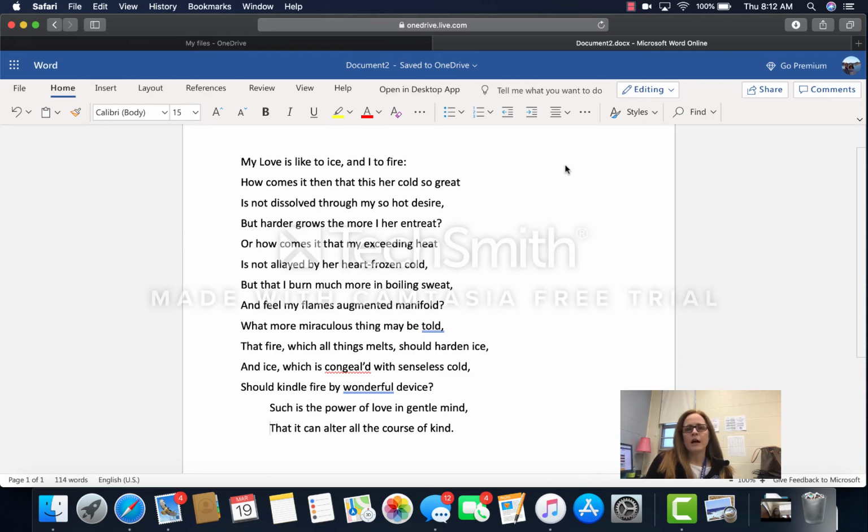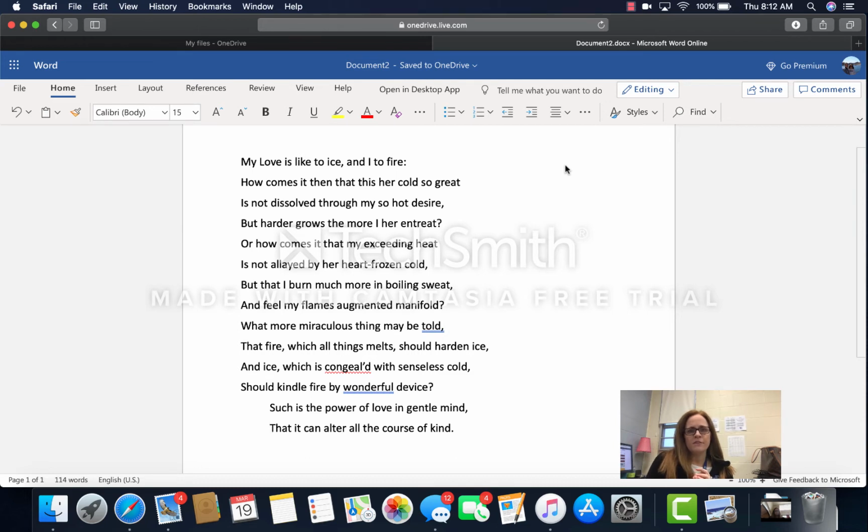First of all, I wanted you to notice the enjambment from line 2 to 3. How comes it then that this her cold so great is not dissolved through my so hot desire? At the end of line 2, great, I did not pause before I went right into the beginning of line 3. That's enjambment. You just don't pause. So now let's look at those first 4 lines.